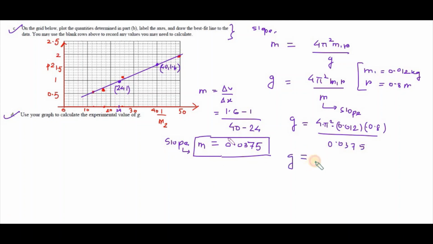If we calculate this, we get 10.1, which is near 9.8 meter per second square. However, this is our experimental value. It deviated slightly from the theoretical value of 9.8 meter per second square. So this is the experimentally achieved value.